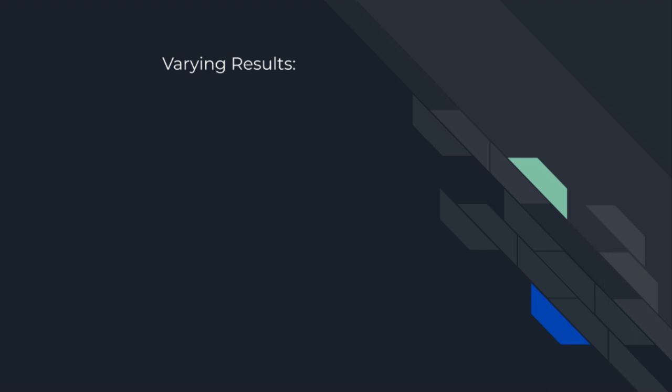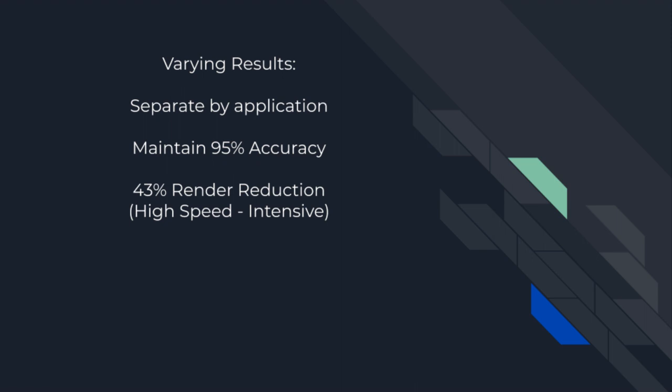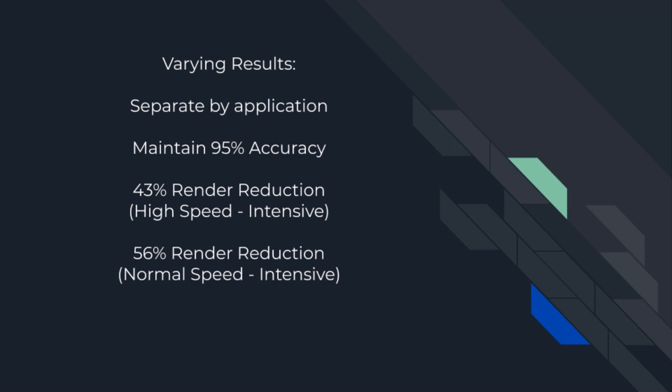That's actually something I forgot to mention, was that for this study they have varying results because they tested the data separately for each application. By doing so, they were able to categorize each application. So what I mean by this is that, while always maintaining a 95% accuracy minimum, they were able to attain a 43% render reduction for high-speed movements within an intensive application. For the intensive application though, they also separated high-speed movements from normal speed movements, and for normal, they attained about a 56% reduction. And for non-intensive programs, they were able to attain a 70% reduction, and for that they felt no need to separate the movement at all.